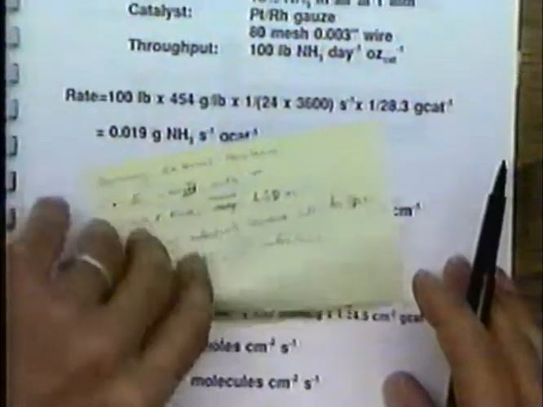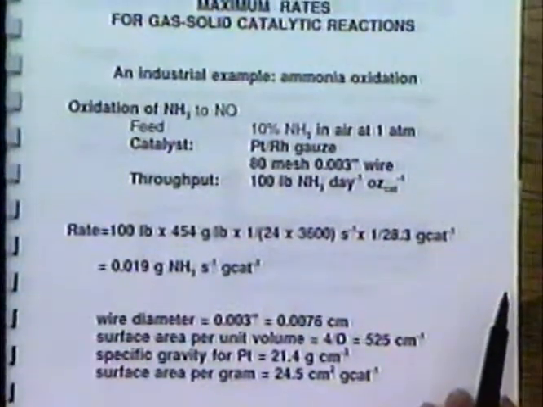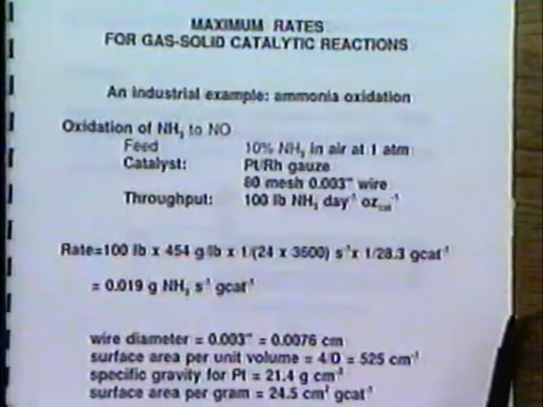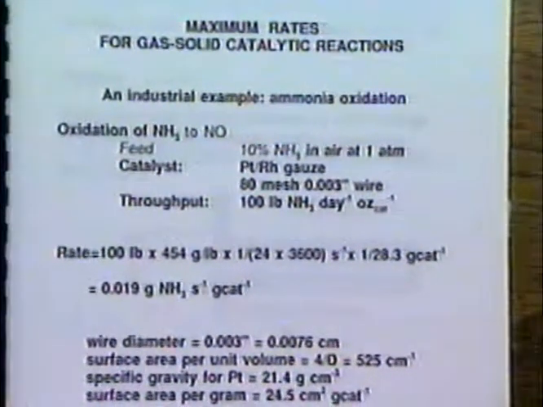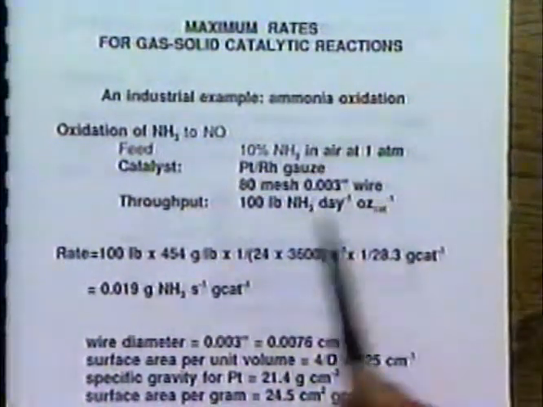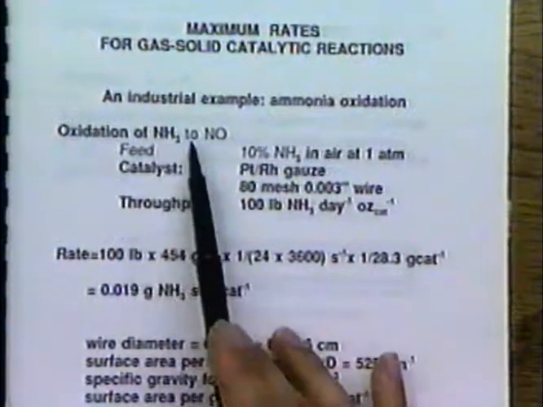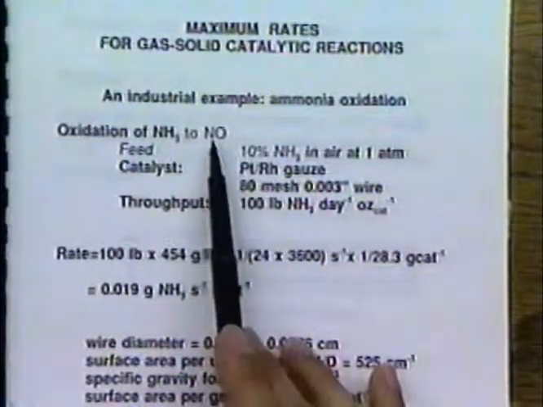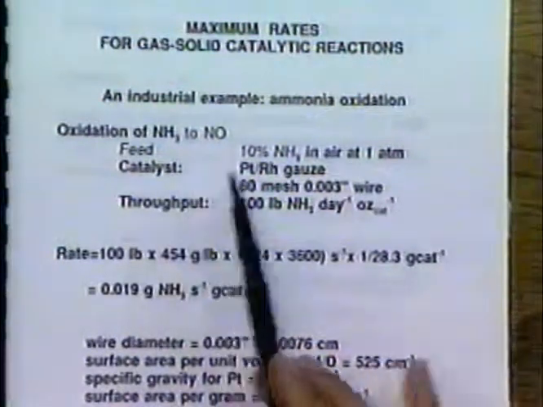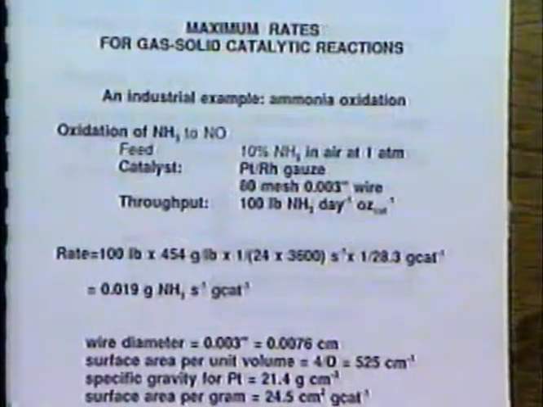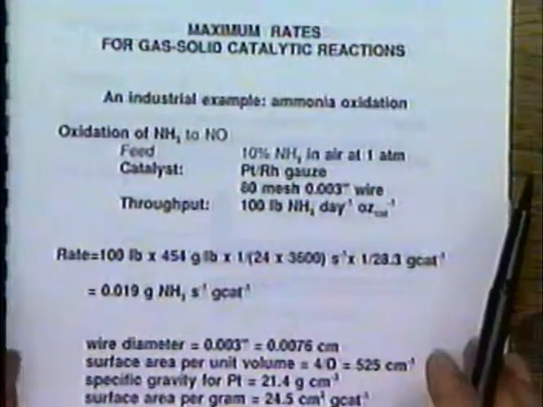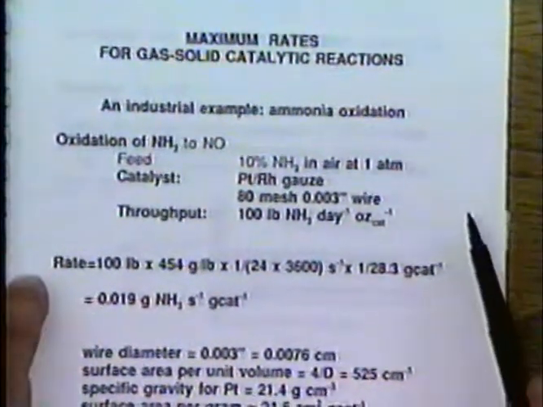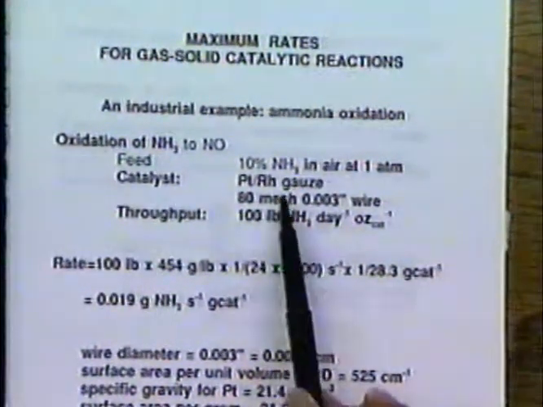We can look at an industrial example of a very fast heterogeneous reaction, and that is the oxidation of ammonia to NO. This reaction is carried out in order to make NO, and NO is reacted with water to make nitric acid. The reaction takes place on a platinum-rhodium gauze.